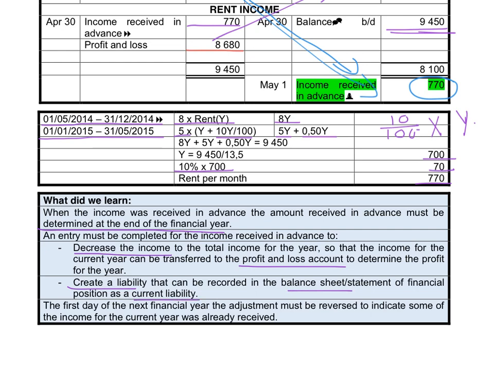On the first day of the next financial year, we will have to do a reverse entry to indicate that some of the income for the current year was already received and to close off the liability that was created at the end of the previous year.